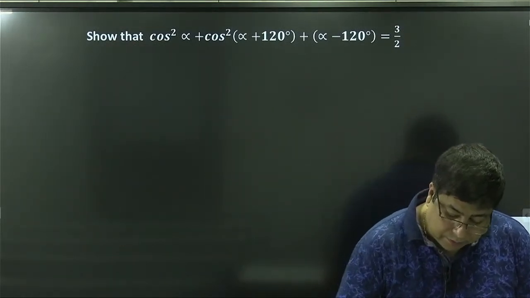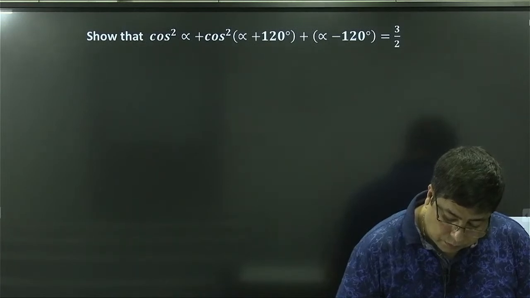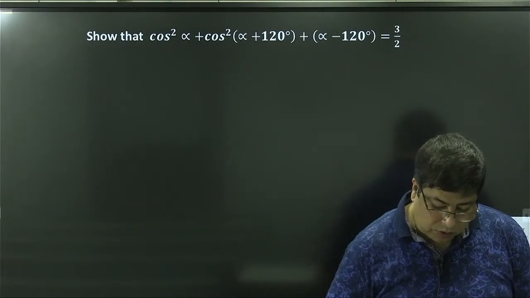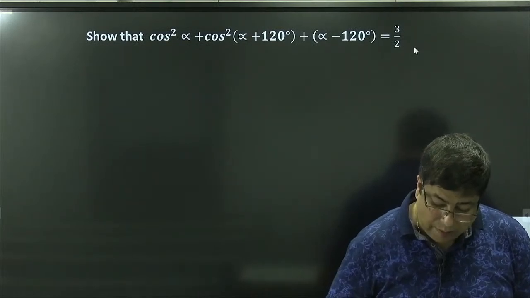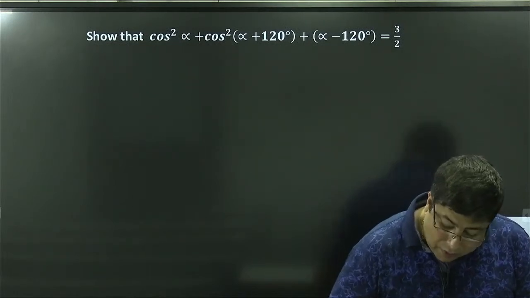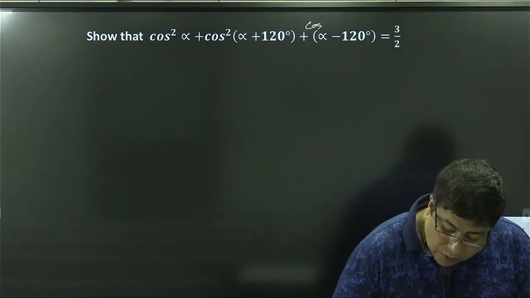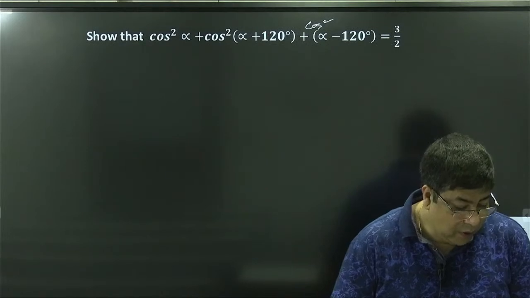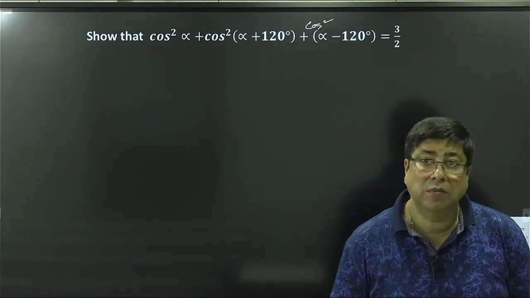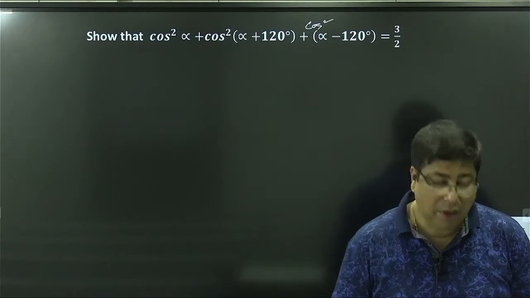First of all, show that cos square alpha plus cos square alpha plus 120 plus, in this case one thing I forgot to put, cos square alpha minus 120 equals 3 by 2. We have to prove this. These are some important sums regarding the multiple and submultiple angle.